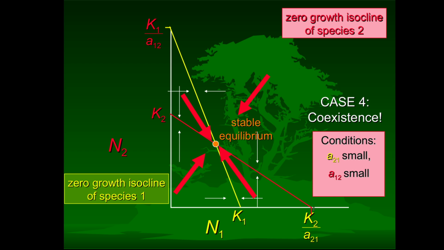It's not possible because they reach their own carrying capacities first. So where the lines cross now, that's a stable equilibrium, and no matter where you are in the phase space, you're going to move towards that stable equilibrium where you have coexistence.